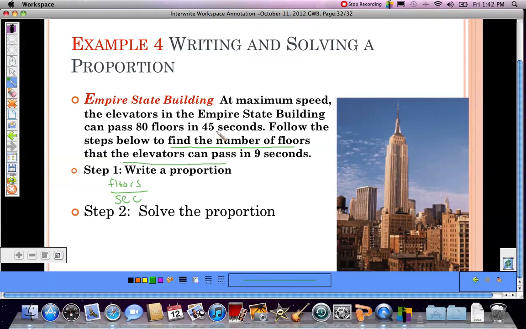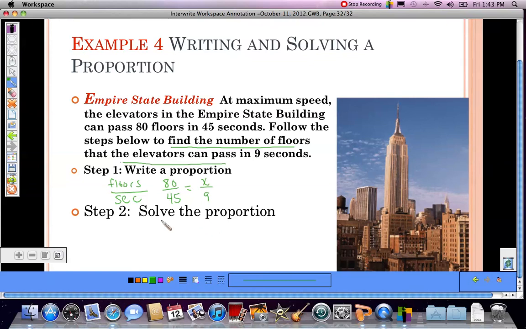So let's look at the information we know. We know that it can pass 80 floors in 45 seconds. So 80 to 45. Notice that floors came first, so that comes first in my ratio. 45 came second, so that comes second in my ratio. The question says find the number of floors, so that's what you are looking for. That is your variable, and then your seconds would be 9. And then from there we can solve.